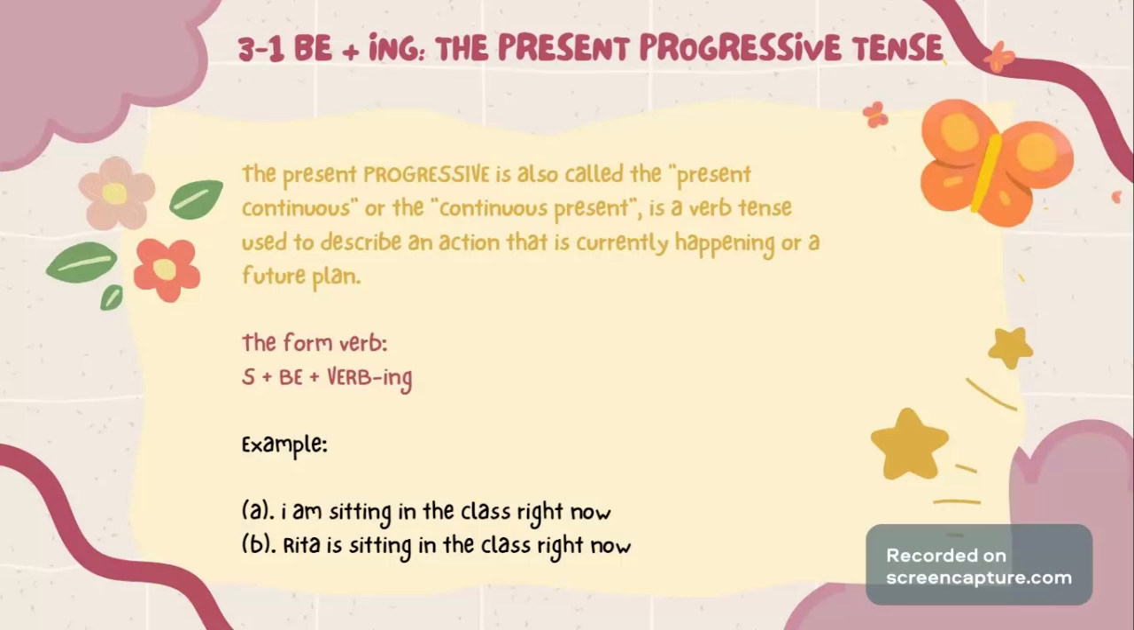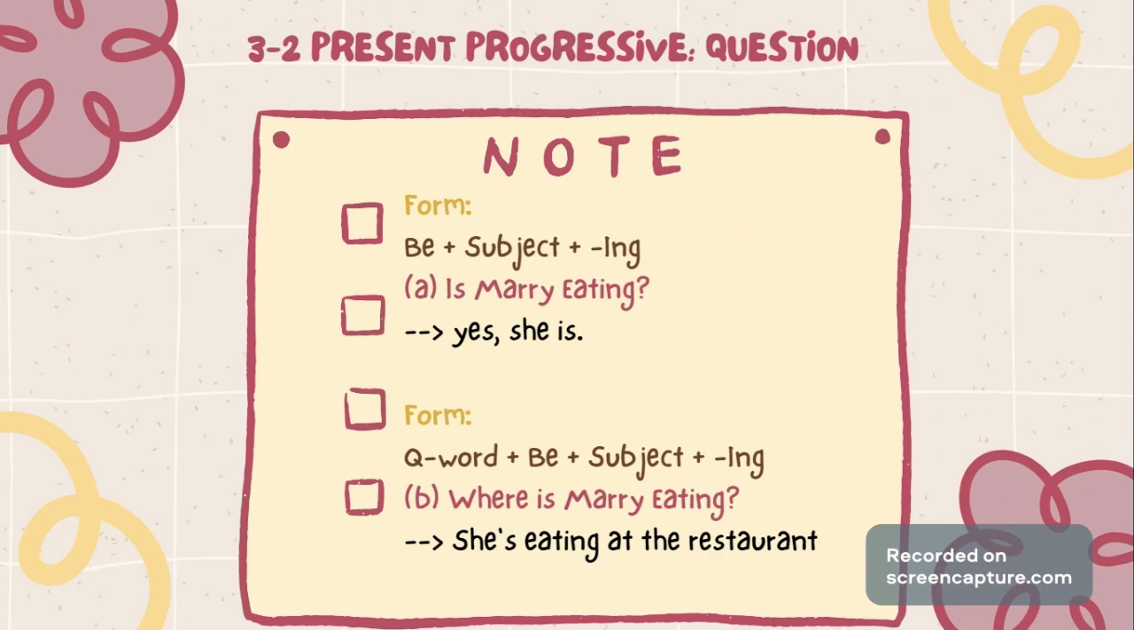And next, chapter 3, expressing present time, part 2. Be plus ing, the present progressive tense. The present progressive is also called the present continuous or the continuous present. It is a verb tense used to describe an action that is currently happening or a future plan. The form is subject, be, and verb plus ing. Example, I am sitting in the class right now. So the subject is I, the be is am, the verb is sit plus ing. So it becomes sitting.